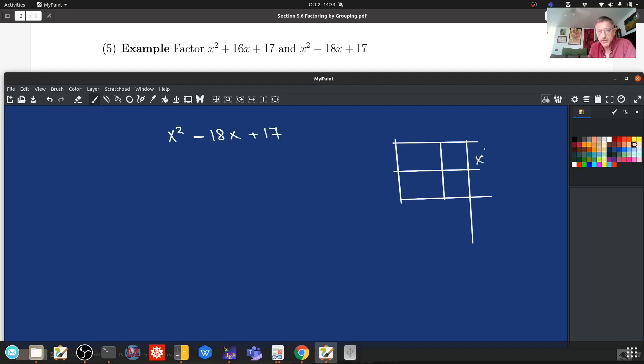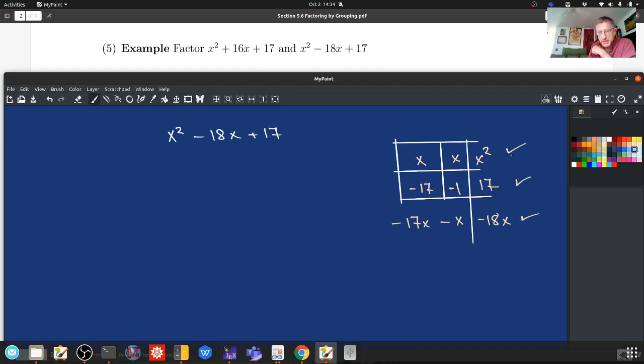So again, it's a monic polynomial. That means leading coefficient 1. Makes it really easy to figure out the first row. x times x is x squared. 17, we just realized, has two factorizations, and I'm using what we just did. So x times minus 17 is minus 17x, and x times minus 1 is minus x. Minus 17x minus x is minus 18x. So all three are satisfied.